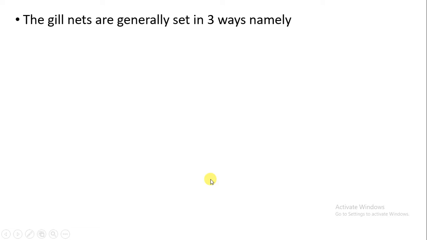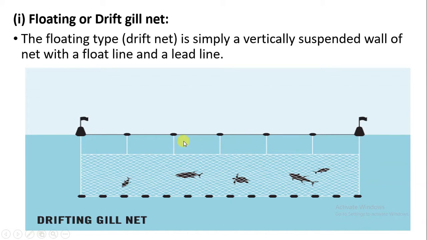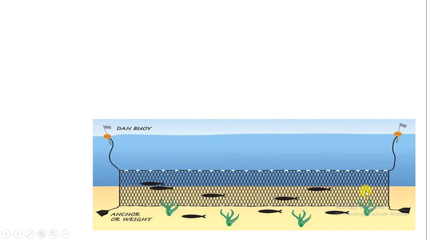So gill nets are generally set in two ways: floating, anchored, and staked. First we'll talk about the floating, or you can say the drift gill net. The drift gill nets are always floating type, meaning they are suspended on the surface of the water by the help of a wall-like structure. Floaters are present on the floating line, and on the lead line there are sinkers. So this net is easily floated on the surface of the water.